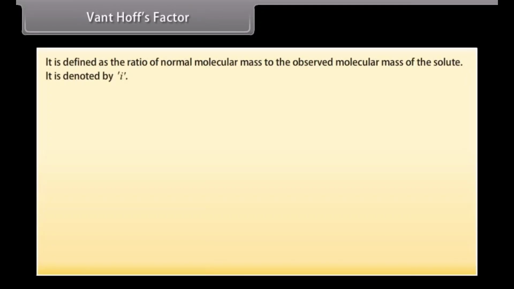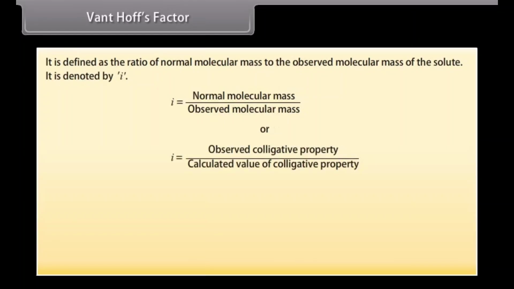Van 't Hoff's factor. It is defined as the ratio of normal molecular mass to the observed molecular mass of the solute. It is denoted by i. i is equal to normal molecular mass divided by observed molecular mass, or i is equal to observed colligative property divided by calculated value of colligative property.